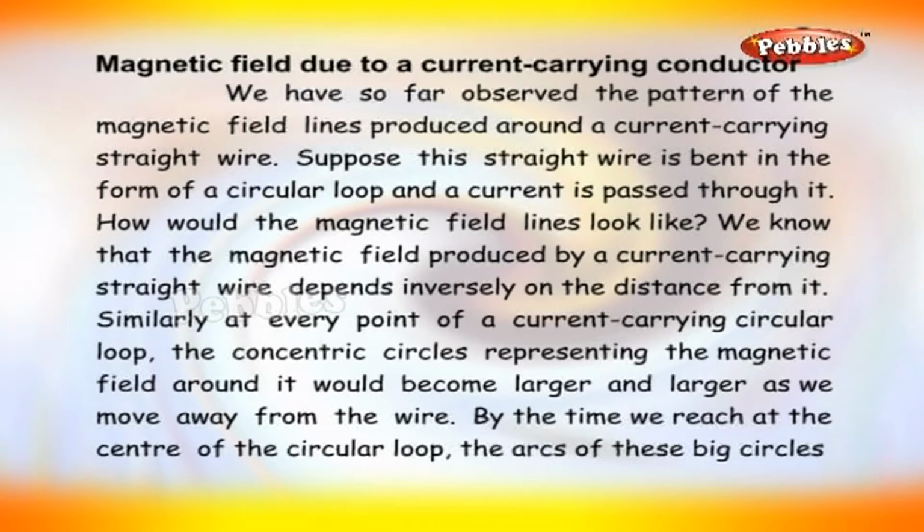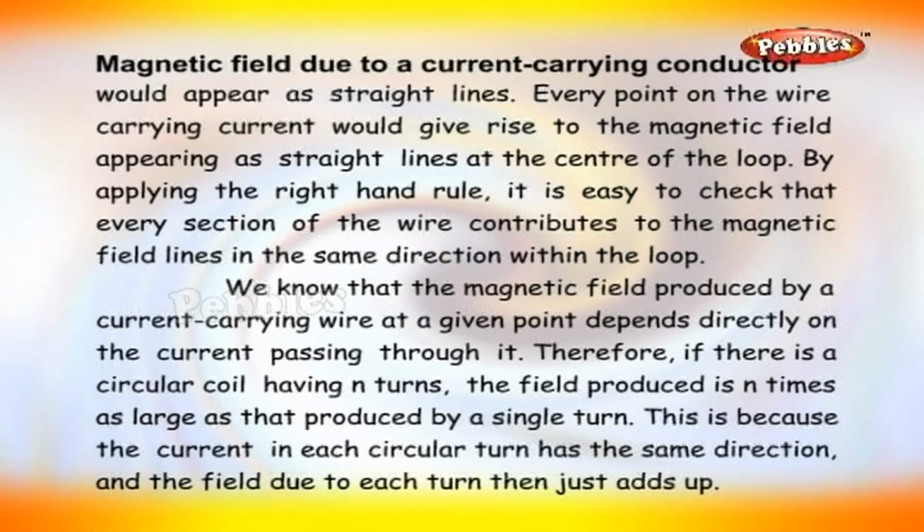We note that the magnetic field produced by a current-carrying straight wire depends inversely on the distance from it. Similarly, at every point of a current-carrying circular loop, the concentric circles representing the magnetic field around it would become larger and larger as we move away from the wire. By the time we reach the center of the circular loop, the arcs of these big circles would appear as straight lines. Every point on the wire carrying current would give rise to the magnetic field appearing as straight lines at the center of the loop.